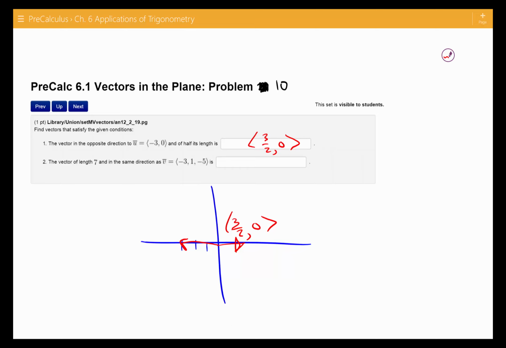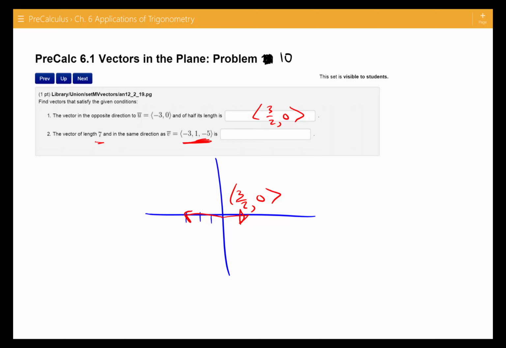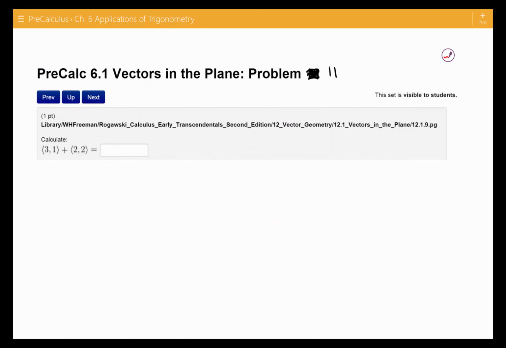And once again, we're going to wait on the three-dimensional vectors, but we will find vectors of a certain length in the same direction in this same homework assignment. We'll just stick to 2 dimensions though. You might like this problem. This one's pretty easy. Just add the x's and add the y's to add vectors together.